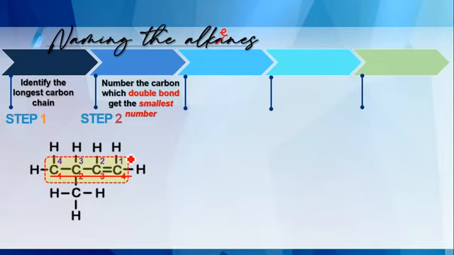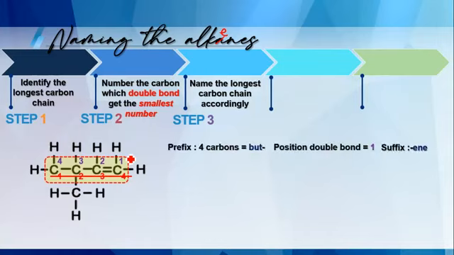You are going to assign the smallest number to the triple bond. Step 3: name the longest carbon chain accordingly. This one is very similar to what we did for alkane. Here we have 4 carbons. So basically, the prefix is but and the suffix is -yne.